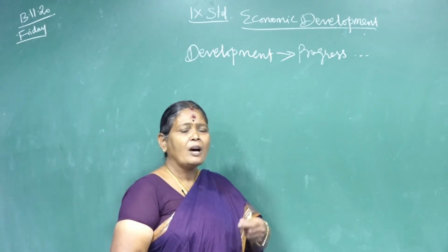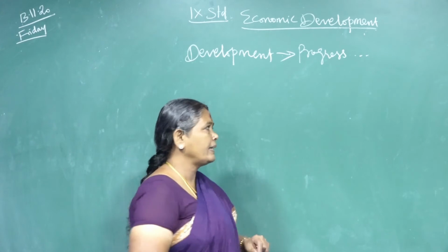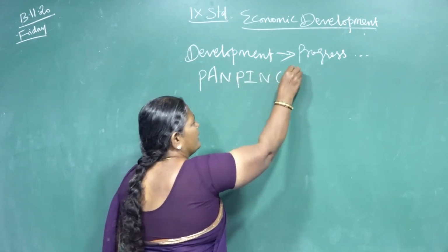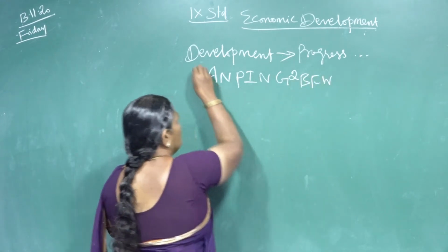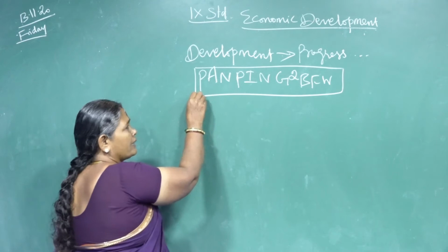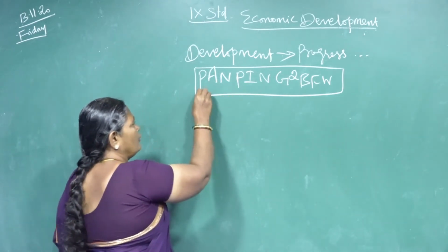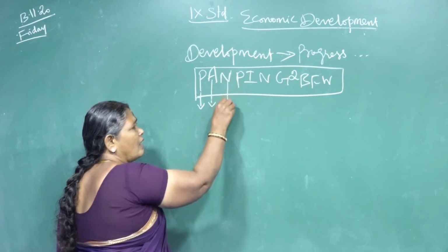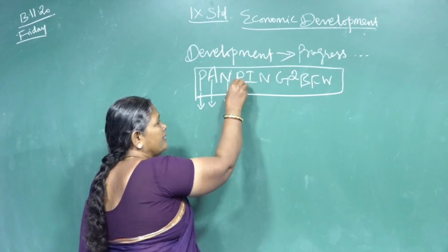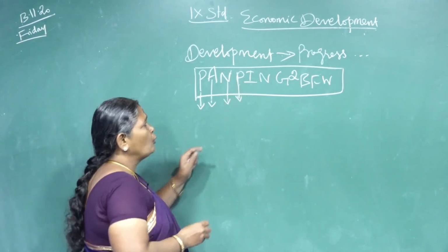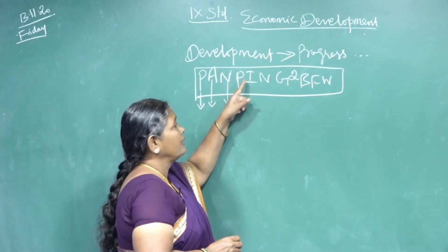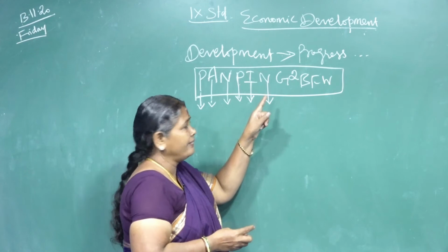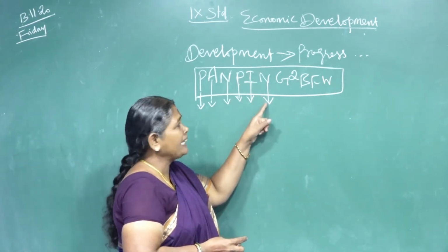So in this way there are different perspectives. For example, to remember how development is expressed in different ways: P, A, N, I, N, G square, B, F, W. P is progress. A is advance. N is not doing the same mistake twice. Another one, I, is improvement. Next, N again: not doing the same mistake, and another one, never ending process.